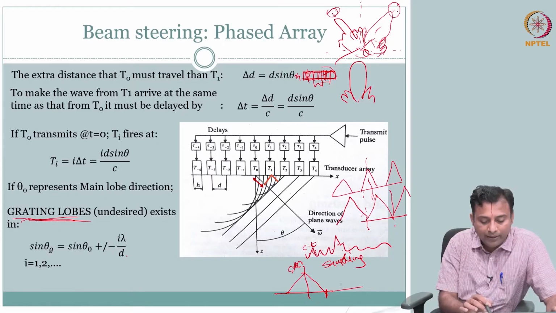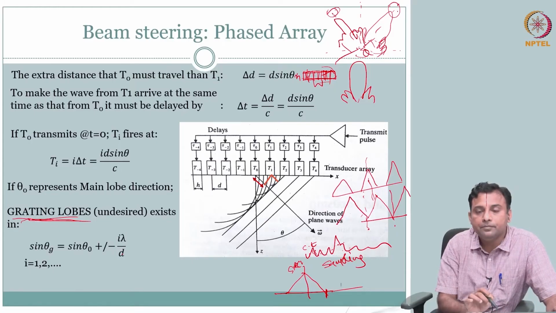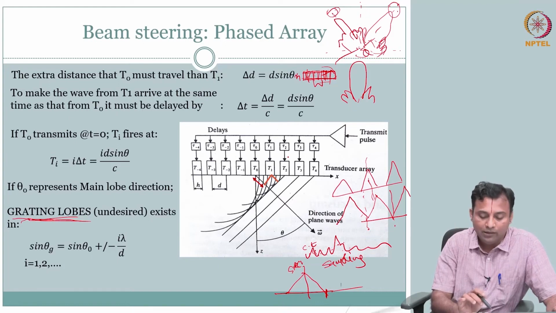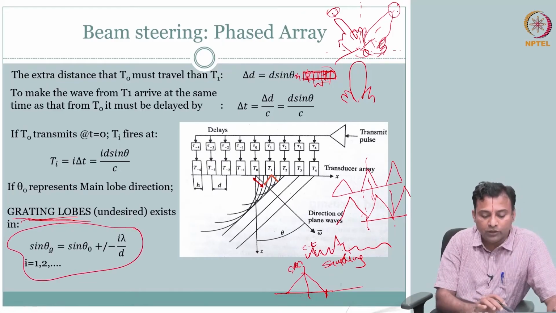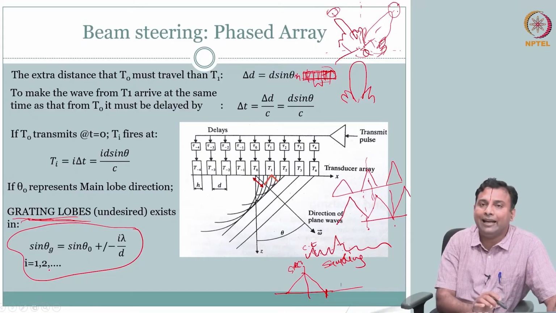d is not a surprise, because it is the spatial sampling parameter, right. So, it has to come somewhere. Note, i is your element location. Notice it is in terms of lambda, so lambda by d. Why is this important? Because this gives you your grating lobe, so i equal to 1 or 2 is your first grating lobe or second grating lobe.